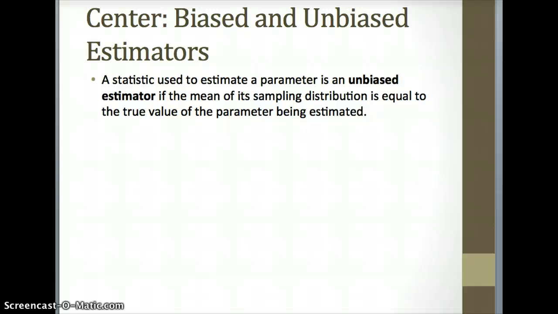So what an unbiased estimator would be: a statistic used to estimate a parameter is an unbiased estimator if the mean of its sampling distribution is equal to the true value of the parameter being estimated.